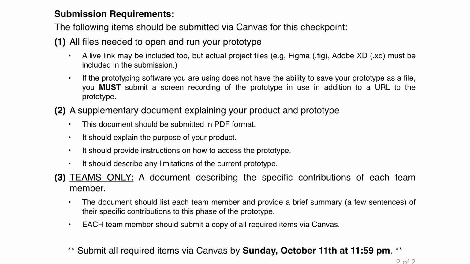So in terms of the exact requirements for the submission, this is what you should submit to Canvas. First of all, the files to run your prototype. I know a lot of you have included live links to go to in the browser. That's fine, but if your software allows you to save a file version of your prototype, so in Figma it's a .fig file, in XD it's a .xd file, please include that in the submission. That helps me keep track of where things are in time and your progress over time.